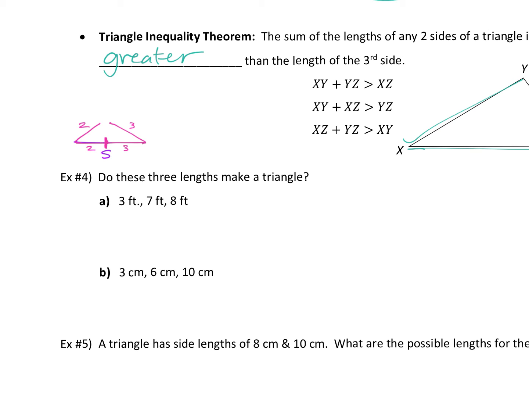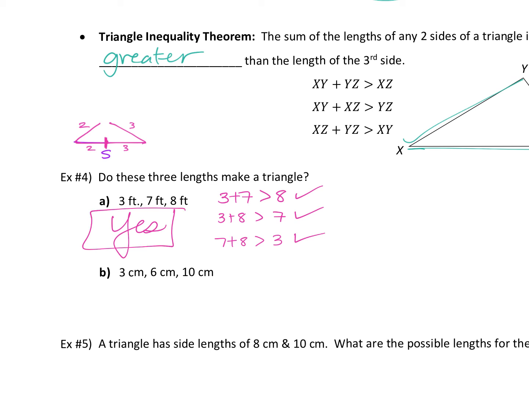So look at these lengths, 3, 7, and 8. Basically what we're saying is the two added together have to be bigger than the third, but you got to check every setup. So 3 plus 7 has to be bigger than 8. 3 plus 8 has to be bigger than 7. And 7 plus 8 has to be bigger than 3. Right? You just do every combination that you can. Are all of those true statements? Yeah, 10 is bigger than 8. 11 is bigger than 7. 15 is bigger than 3. So would that make a triangle? Yes, it would. Okay.